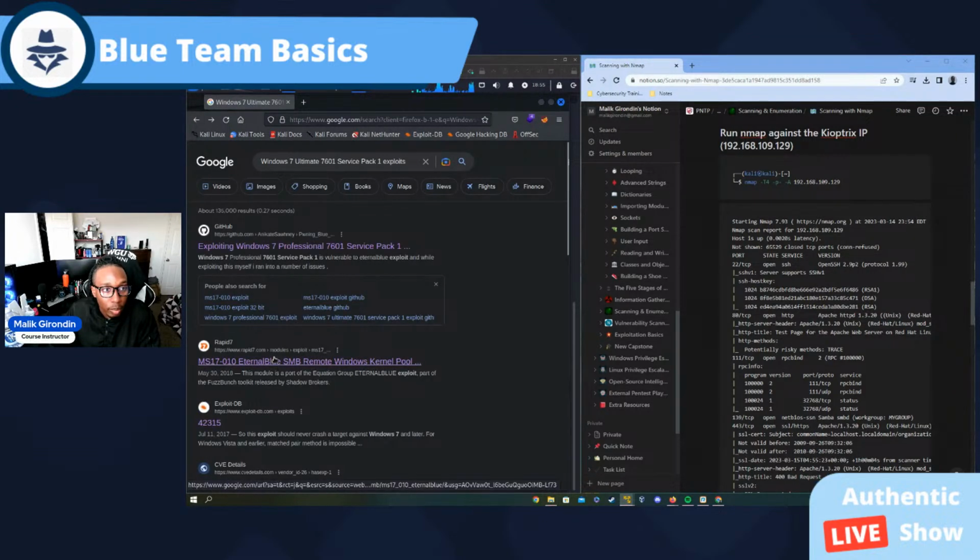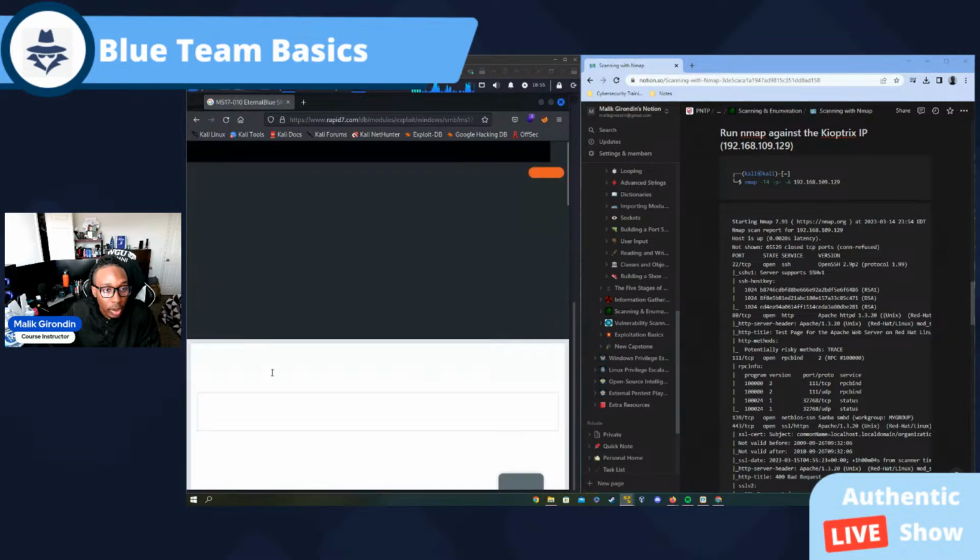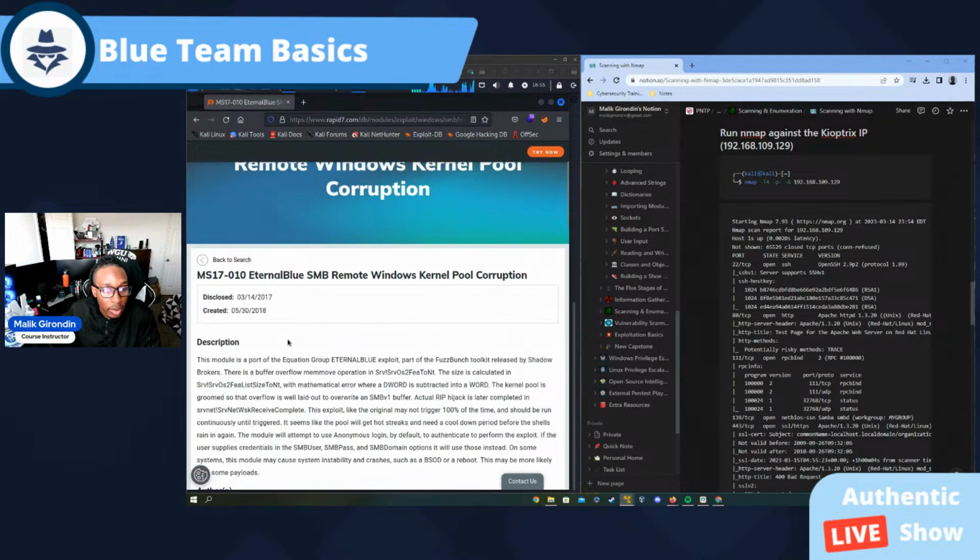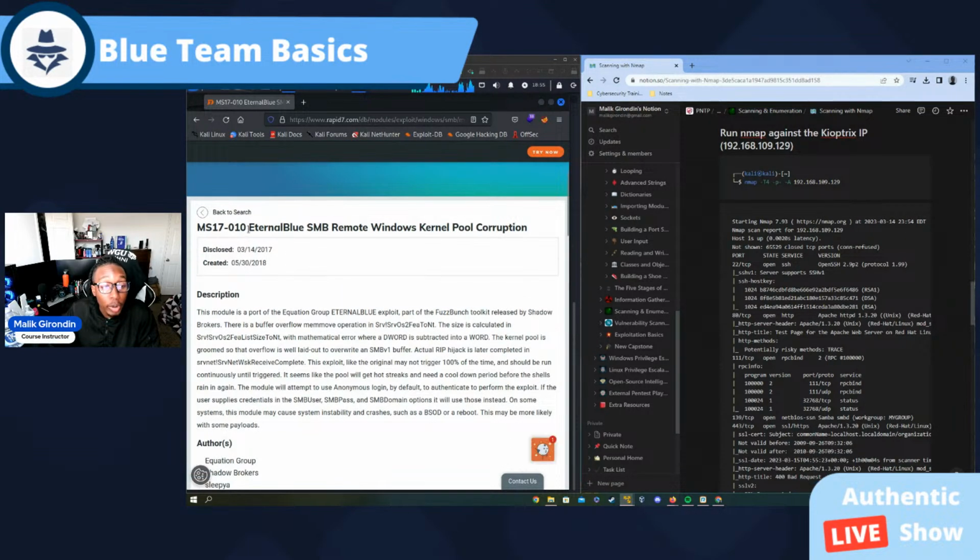Rapid7, pretty reliable site. We're gonna check this out. What does it have about this? So EternalBlue, SMB, which is the port 445 we were on. It looks like there's an exploit we could use, EternalBlue, which was a very popular exploit back in the day. It's still alive today. It looks like we could use it. MS17.